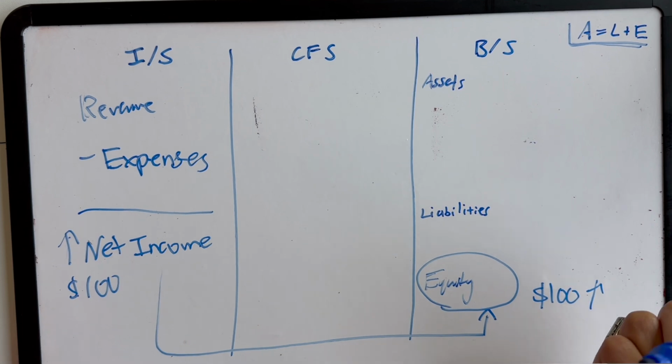Let's go ahead and look at something else now too. Okay, so let's talk about a scenario where a sale is made and the company makes that sale on credit. So revenue is going to go up, right?